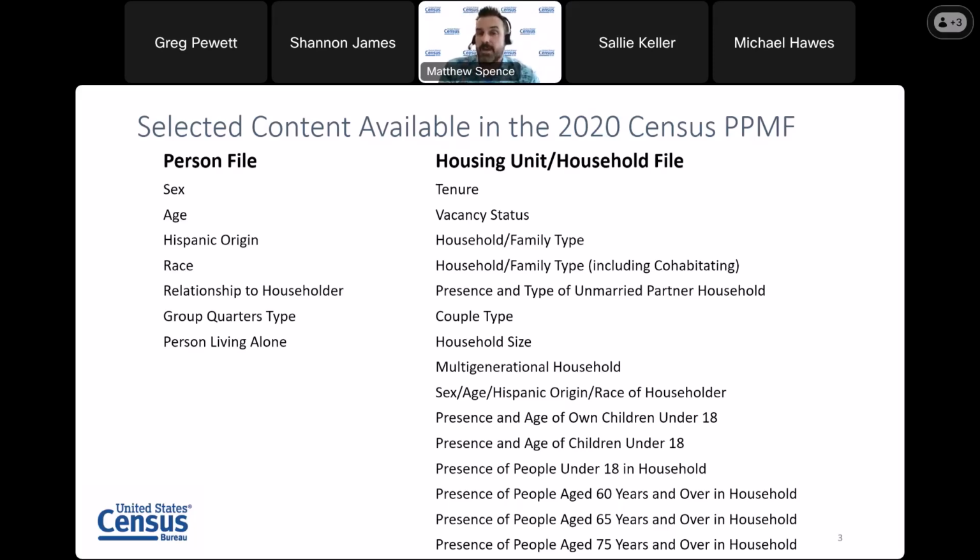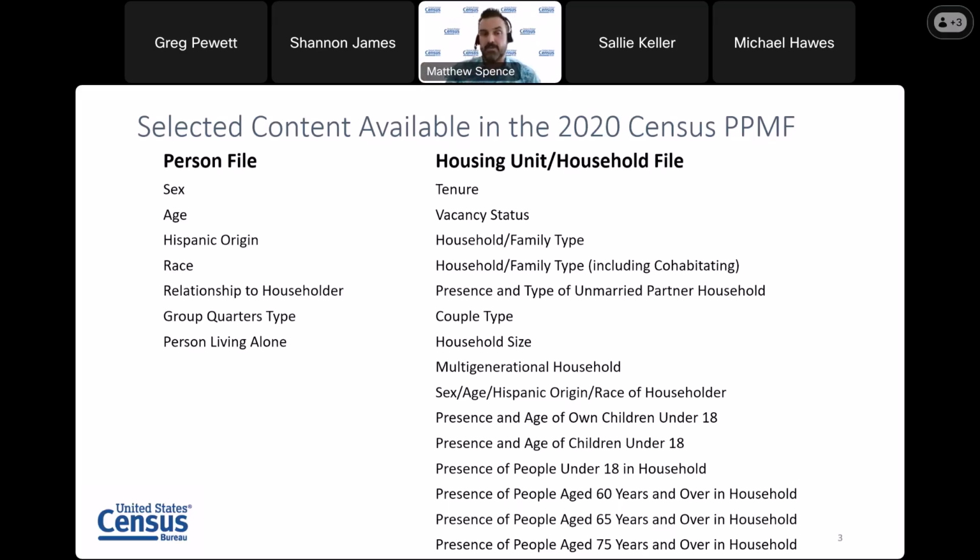We also have a housing unit or household file. That includes all sorts of data about various housing units. So tenure, whether you own or rent your house. Vacancy status: if the house is vacant, why is it vacant? Is it vacant for seasonal reasons? Is it vacant for rent? We have things like household family type.